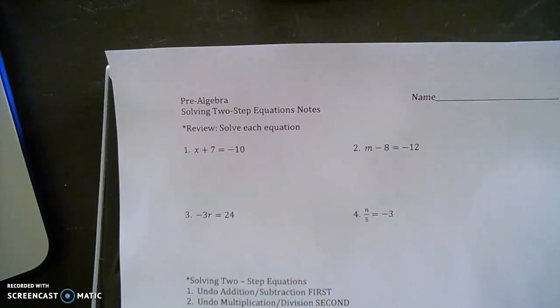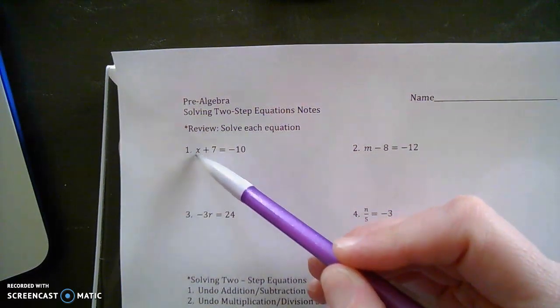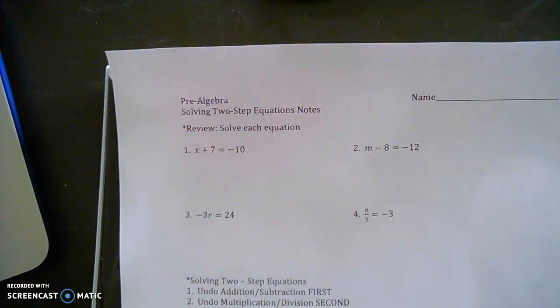All right, here are the first notes for solving two-step equations. We're going to start by reviewing one-step equations. So again, whenever you're asked to solve an equation, your job is to figure out what number you would replace with x, or whatever variable you have. So ask yourself what's happening to the variable and how do I undo it?